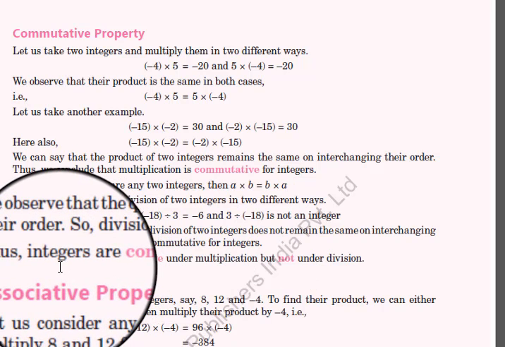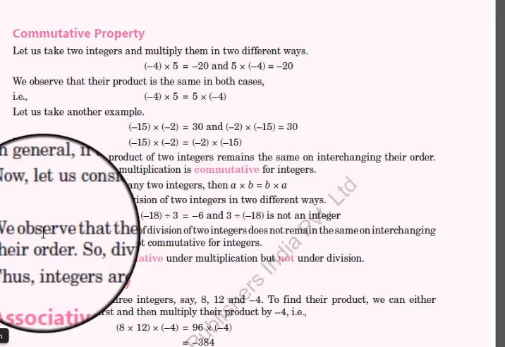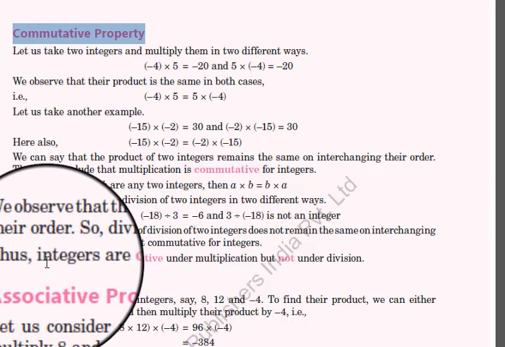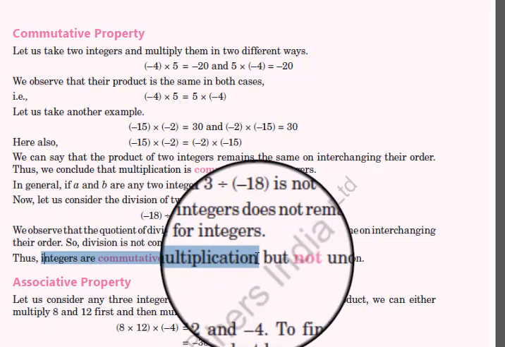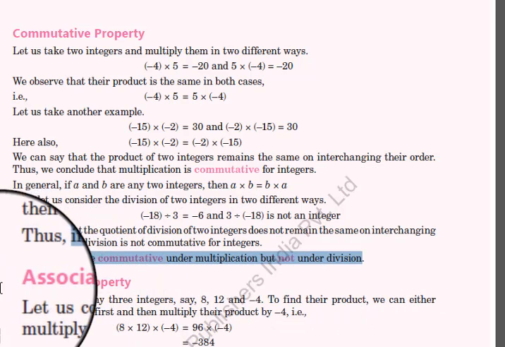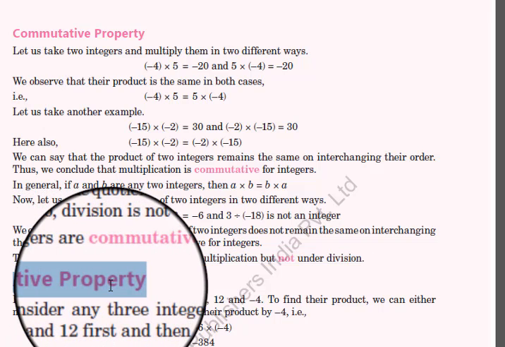So what you have to write in the copy, you have to write down this heading, commutative property. Then you have to write down, integers are commutative under multiplication but not under division. This thing you need to write in your classwork copy. Now we come to the next heading, associative property. So in your classwork copy you have to write down this thing, associative property.